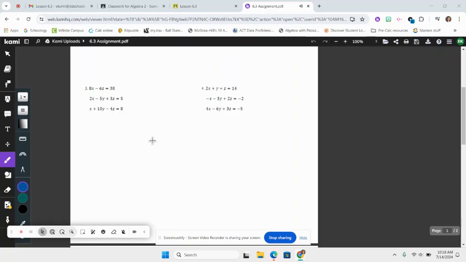Okay, so real quick, let's talk about, you said you were having some issues with 3 and 6. So let's talk about those for a second. So if we look at number 3, the first thing I notice is that this first equation has an x and a z, right? So the y is already eliminated from that one.